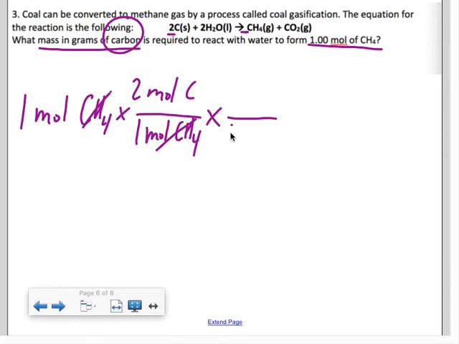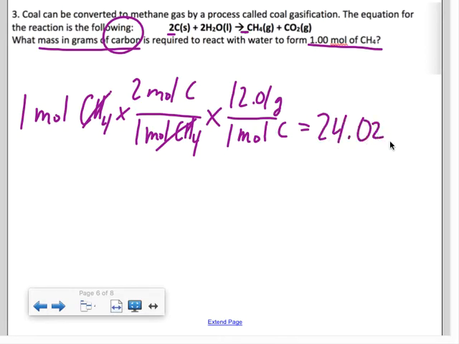I'm in moles of carbon, so 1 mole of carbon goes on the bottom. The molar mass of carbon, if you look on the periodic table, is 12.01 grams. Punch this in: 1 times 2 divided by 1 times 12.01 gives you approximately 24.02 grams of carbon. So that is going from moles to grams of something.